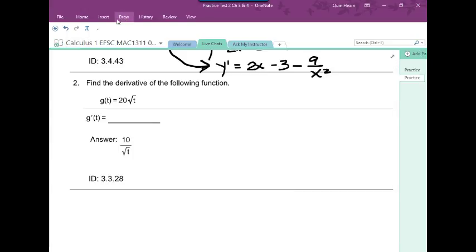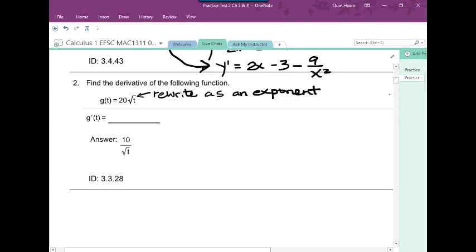All right, so again, when you look at number 2, it doesn't have a big quotient in it, but it has a square root, and there isn't a derivative rule for a square root. So whenever you see a square root, always rewrite it as an exponent. And what is the square root written as an exponent? What power is the same as a square root? Does anybody know?